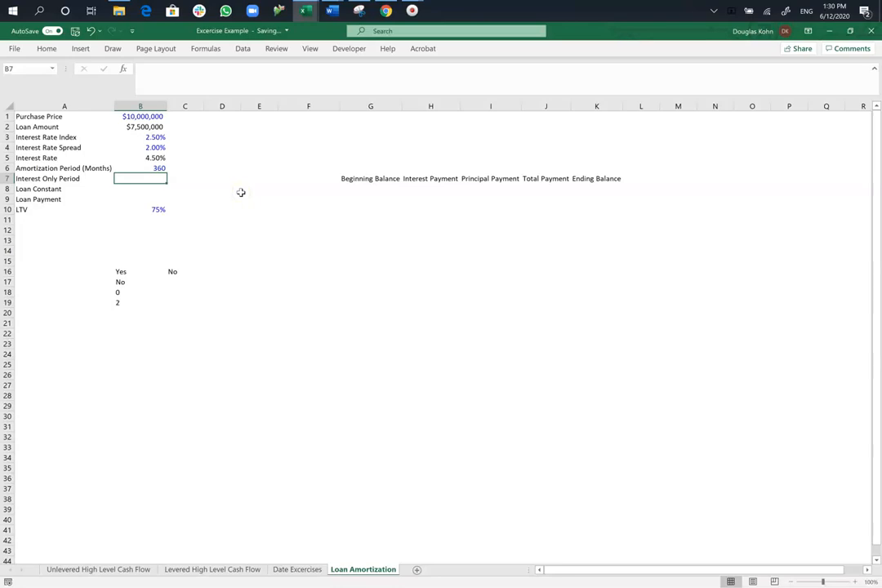Then we may or may not have an interest-only period where the bank says, okay, you don't have to pay interest for the first 6 months of the loan, maybe. Sometimes it could be longer, sometimes it could be shorter. Let's say for now that the interest-only period is 0, and we'll do an example where it is 0 and where it's not 0. That's also going to be in months, and it has to be in blue.